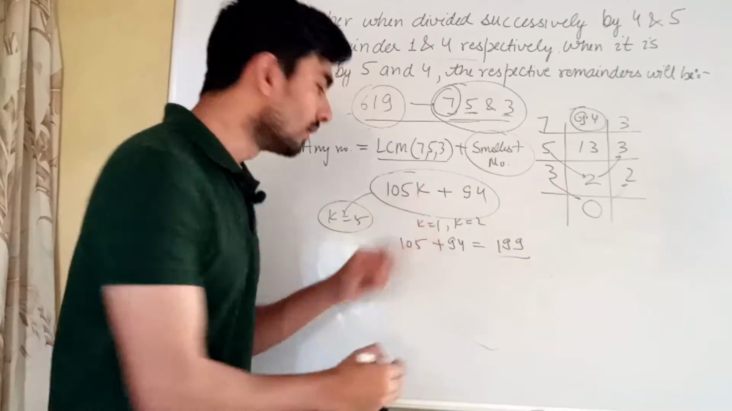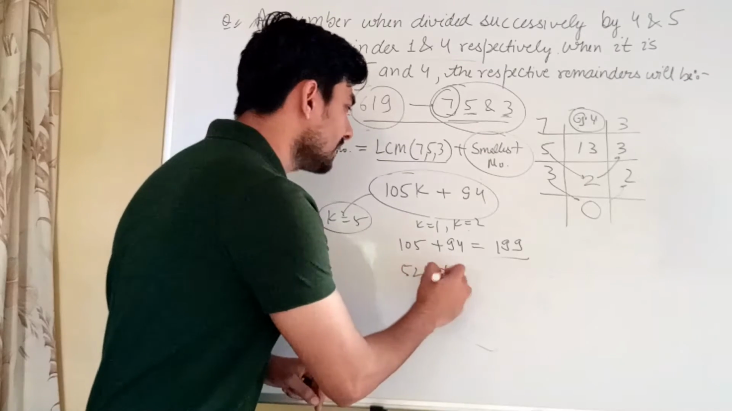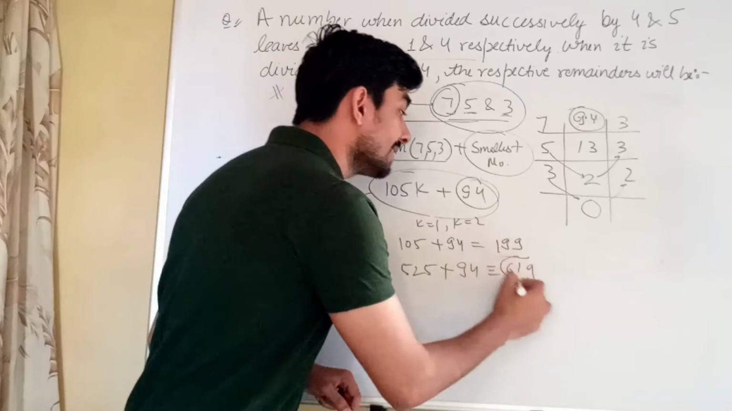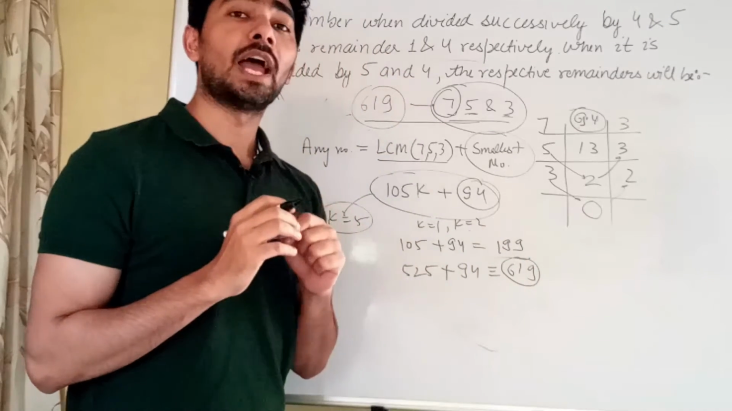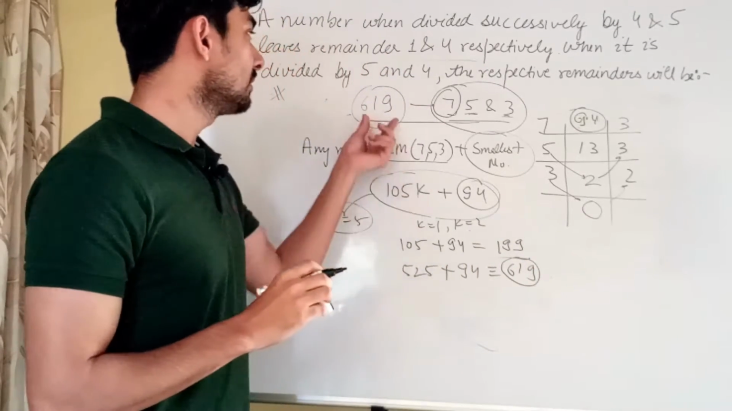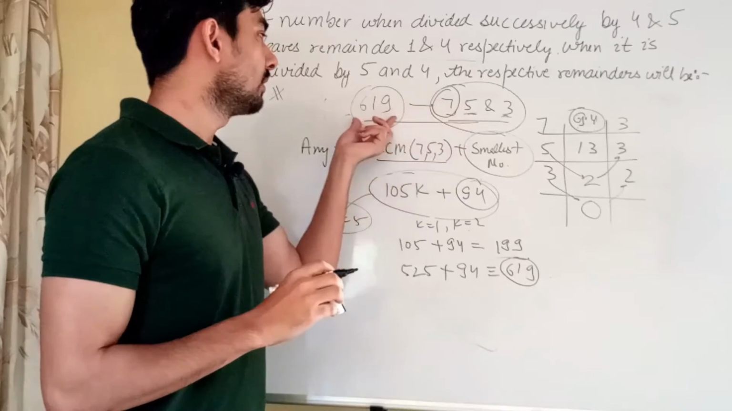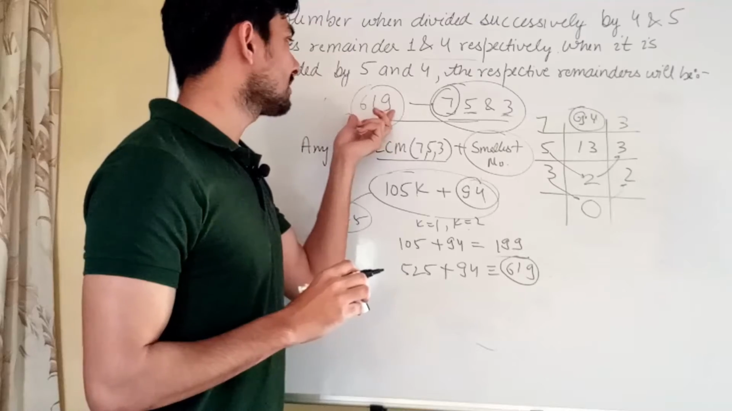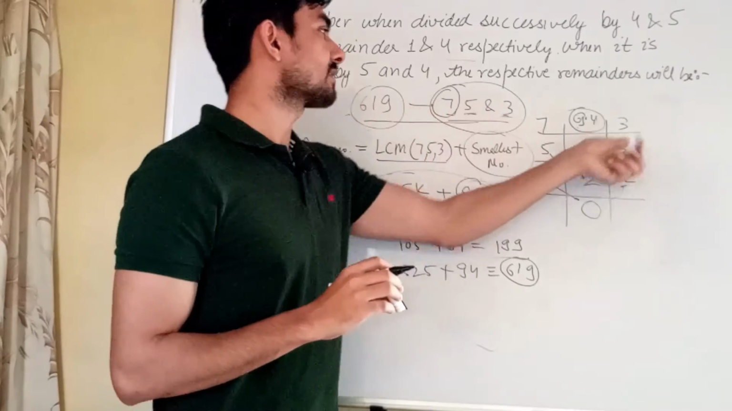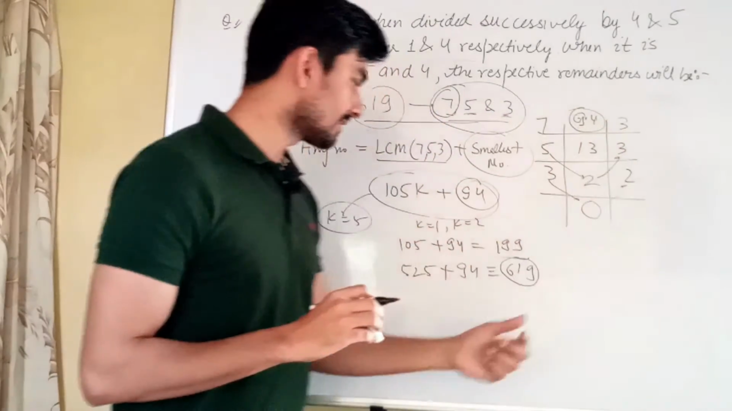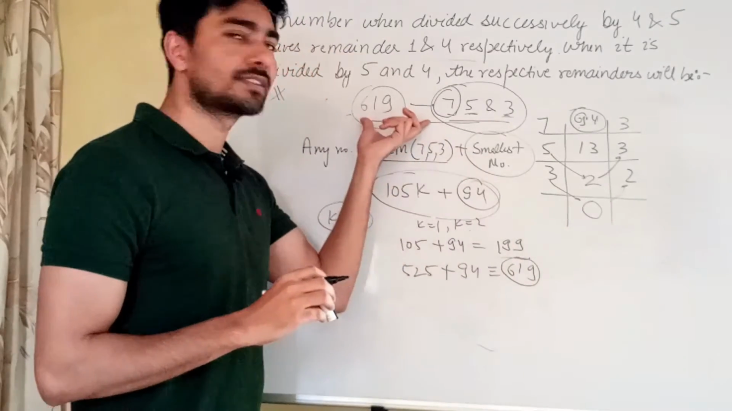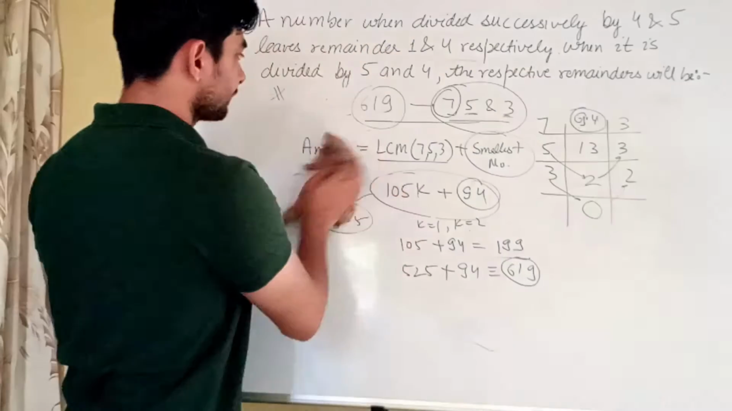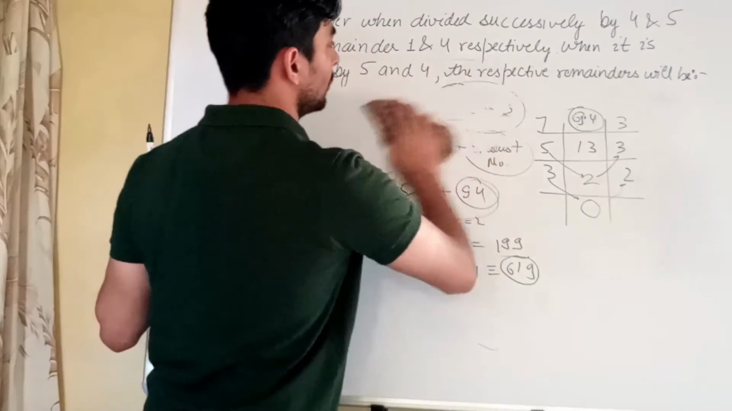105 into 5 is 525, plus the smallest number 94, what will we get? 619. And 619 is the same number I have taken as an example, which we are dividing by 7, 5 and 3, and we are getting the successive remainders 3, 3 and 2. This is the same number I have taken as an example. So I think it's clear now, and now we can move towards our question.